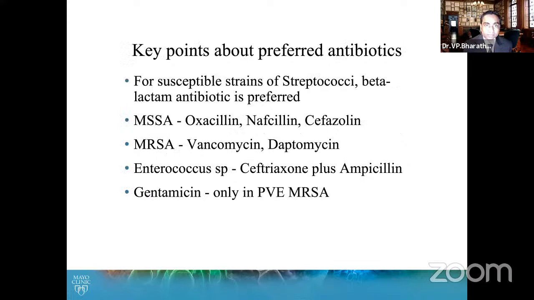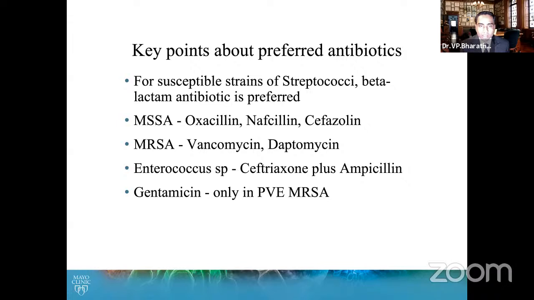Key points for the preferred regimen. If the bacteria is susceptible, a beta-lactam is the preferred regimen. For streptococci, ceftriaxone or a penicillin drug would be a preferred option. For methicillin susceptible Staph aureus, anti-staphylococcal penicillins such as oxacillin and nafcillin are the preferred regimens. We often use cefazolin mainly because people don't tolerate oxacillin and nafcillin very well after a few days or weeks. So we tend to give oxacillin and nafcillin while they are in the hospital. And when they are ready to be discharged, we transition to cefazolin.